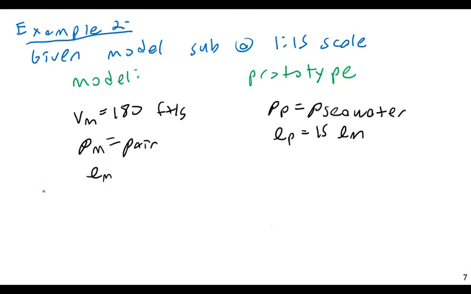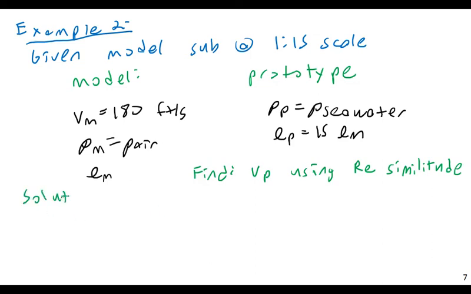Well, solution. What do you want to find? Find VP, the velocity of the prototype, the equivalent velocity, using Reynolds number similitude. And we'll be working with Reynolds number a lot in the remainder of the semester. Solution here.